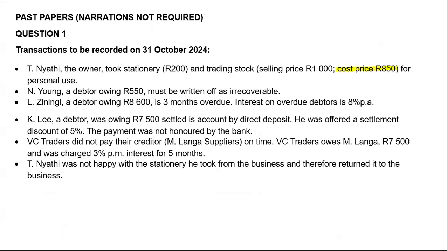Point number 3. L. Ziningi, a debtor owing 8,600, is 3 months overdue. Interest on overdue debtors is 8% per annum. If you take 8,600 and you multiply it by 8%, you will get interest for the whole year. But here, L. Ziningi is only 3 months overdue. Now, we need to apportion it to the number of months that it is overdue.